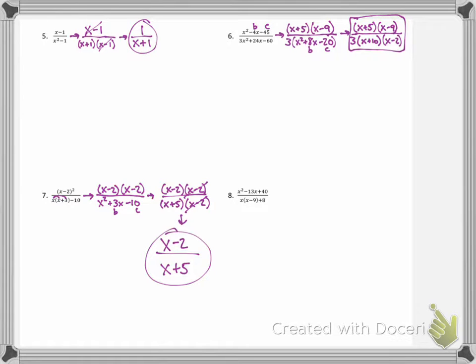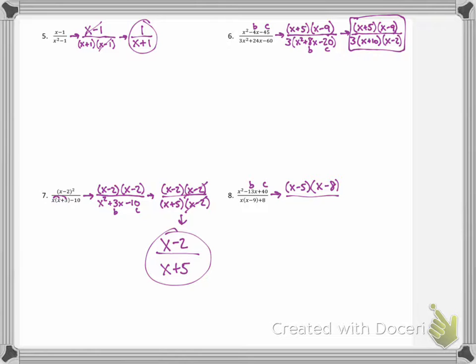Last problem on this slide here, number 8. We've got a trinomial up at the top. No GCF, so I'm going to go multiply to c, add to b right off the bat. So I want to figure out what multiplies to 40, adds to negative 13. Negative 5 and negative 8 will do the trick.